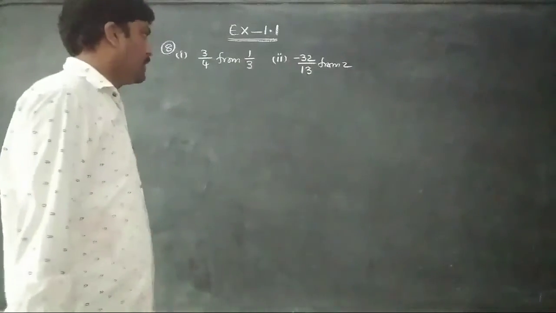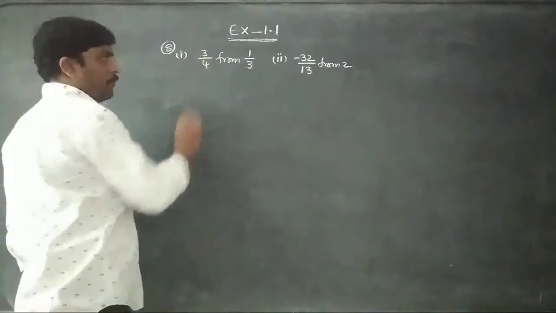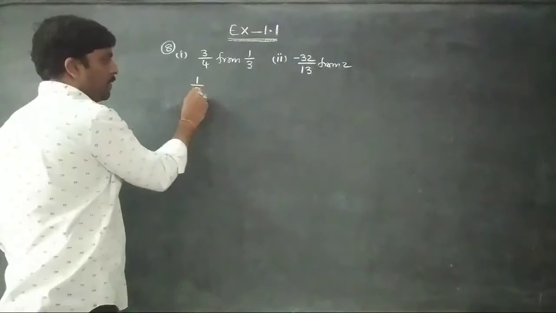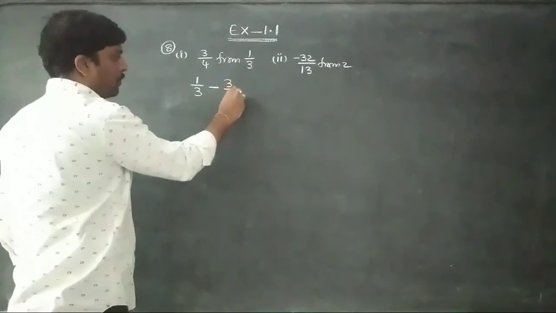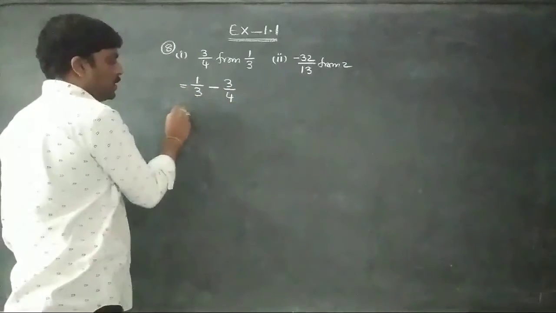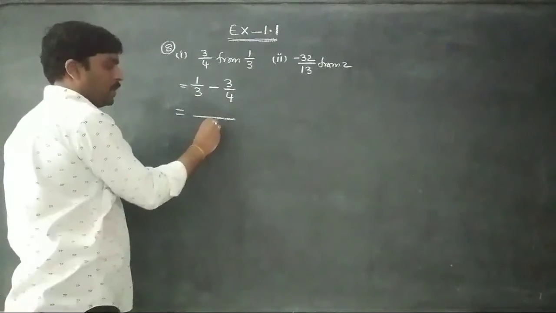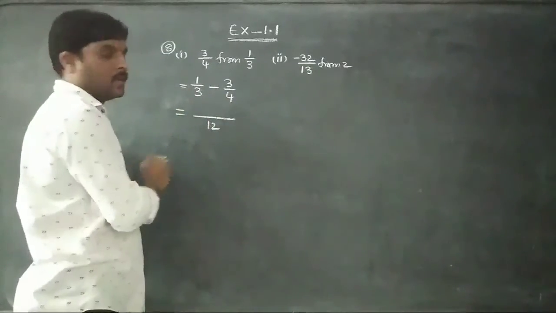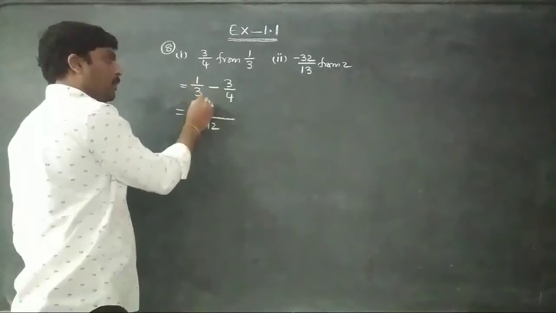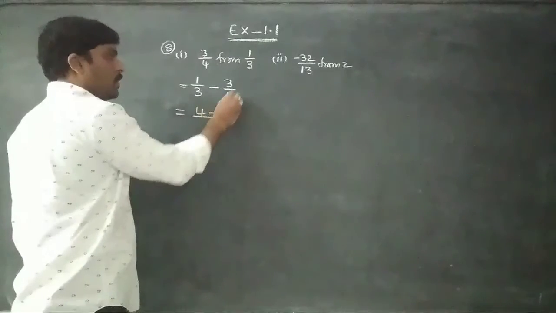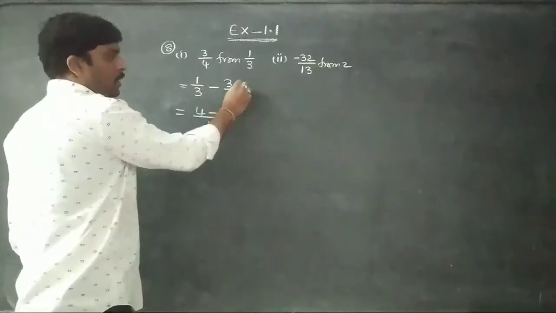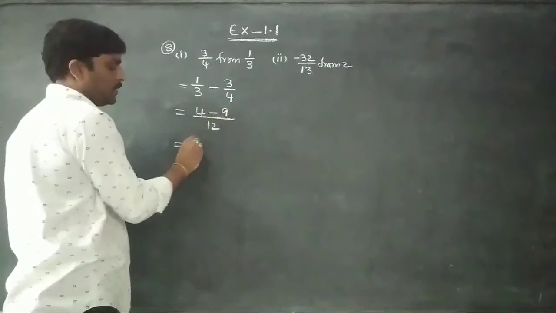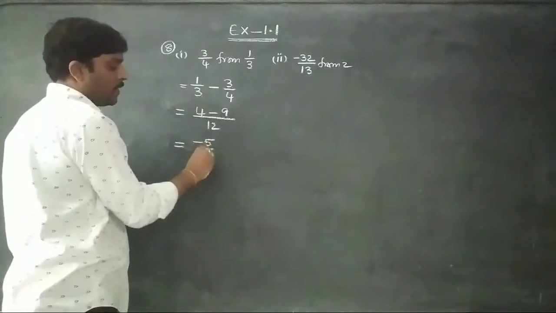Now question 8. Subtract 3 by 4 from 1 by 3. So that is 1 by 3 minus 3 by 4. Take the LCM: the LCM of 3 and 4 is 12. Make this 12 by multiplying by 4 by 4, 4 ones are 4. Make this 12 by multiplying by 3 by 3, 3 threes are 9. Final answer: 4 minus 9, minus 5 by 12.